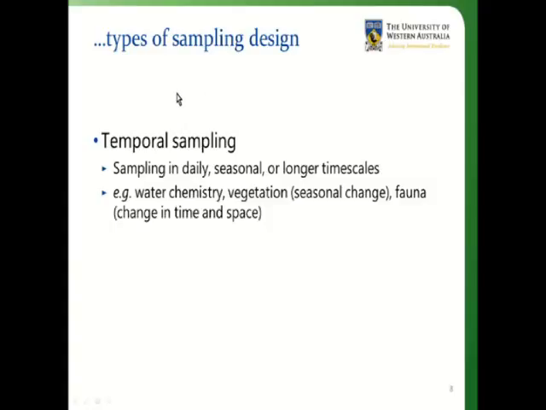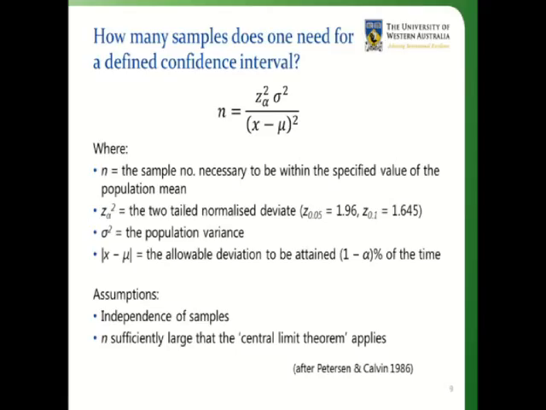Temporal sampling means that we do a time series. So we look at how a particular parameter, which might be water quality, for example, or seasonal change in vegetation, on a time basis, and that can capture some features of the data, of course, that we'll miss if we only sample at one time.